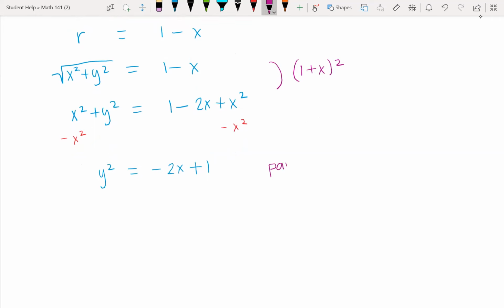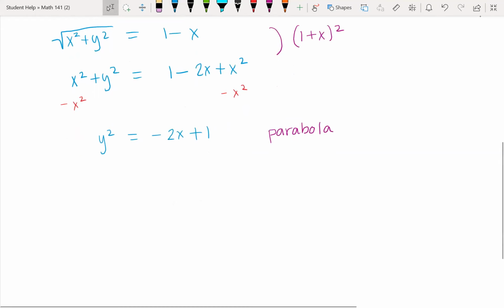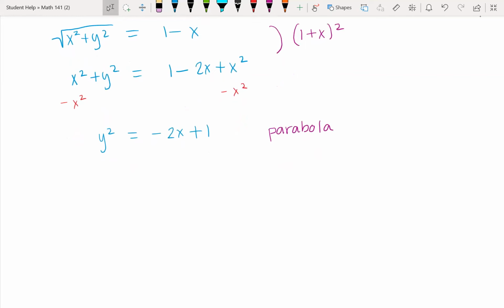We already saw this in the previous example when we did this to start, but this is a parabola. I know that because only one of the variables is squared, and it's a parabola that's either going to open left or right because y is the variable that's squared. And in fact, it opened to the left, and we know that because we've got a negative sign there in front of the x term.